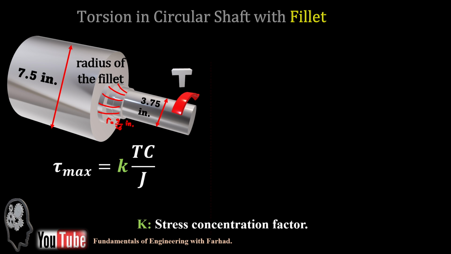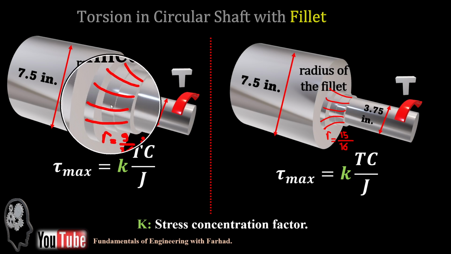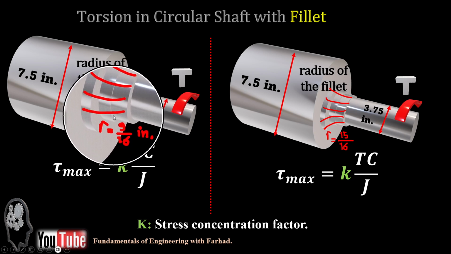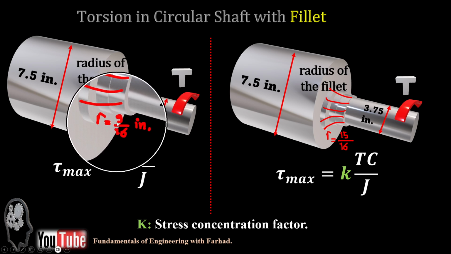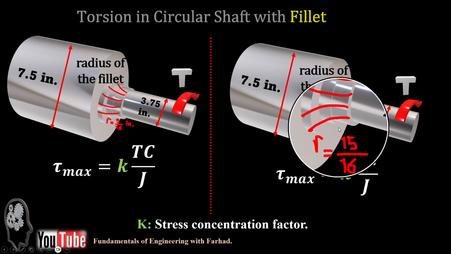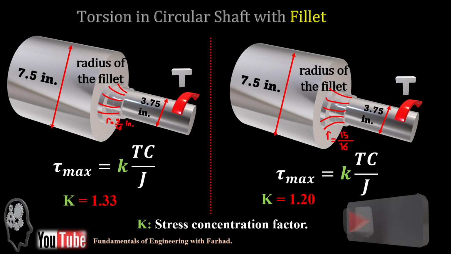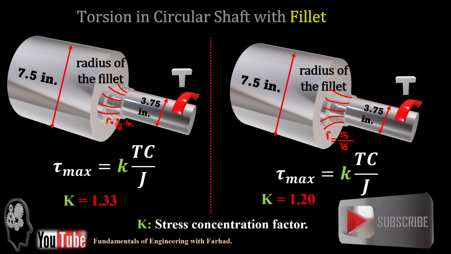For example, in this part, we use a fillet with radius of 9 over 16 inches. Then we increase the radius of the fillet to 15 over 16. Then you can easily see that K is reduced as soon as we use a higher radius in terms of our fillets.